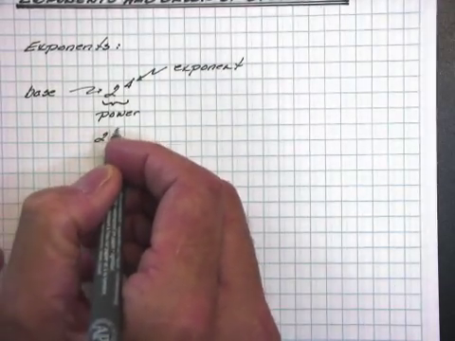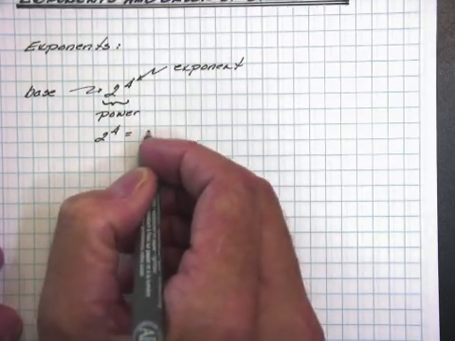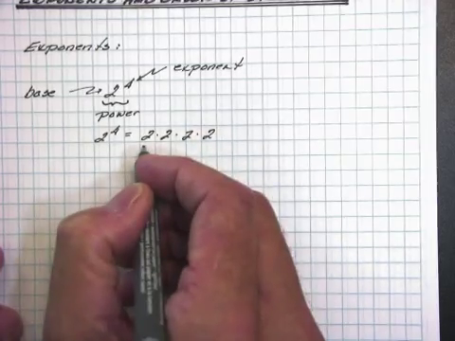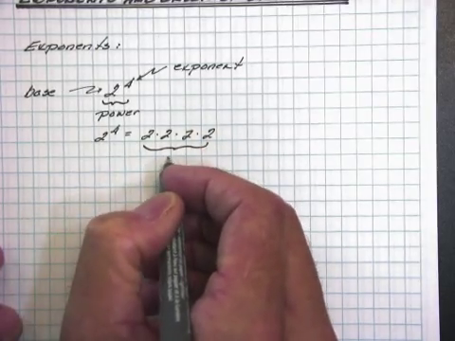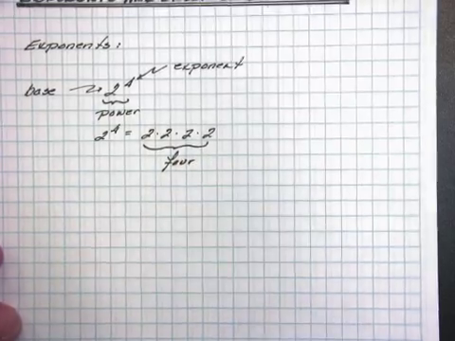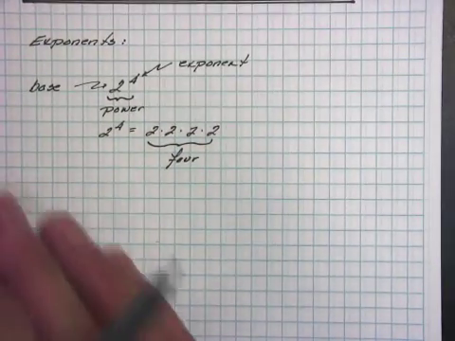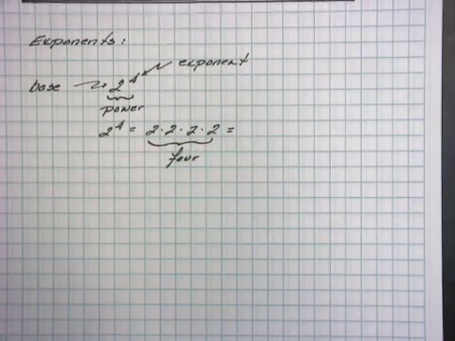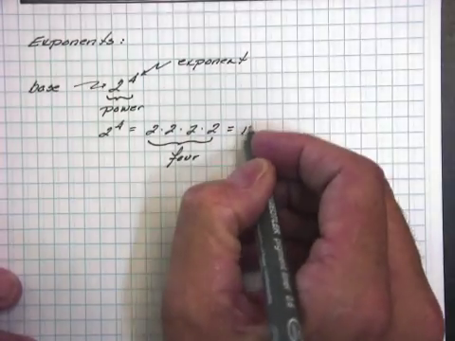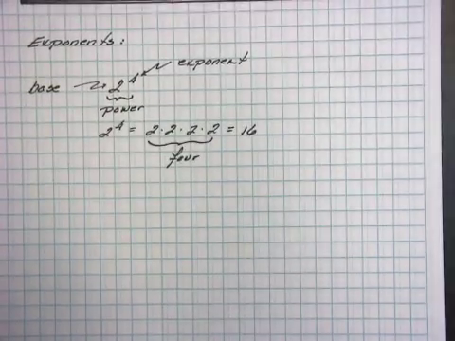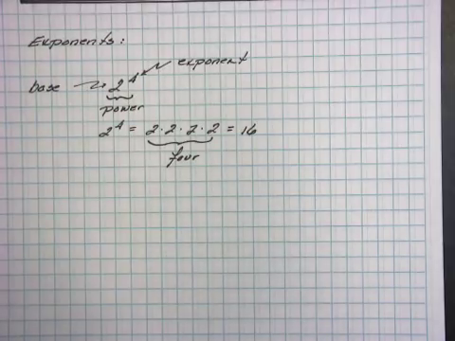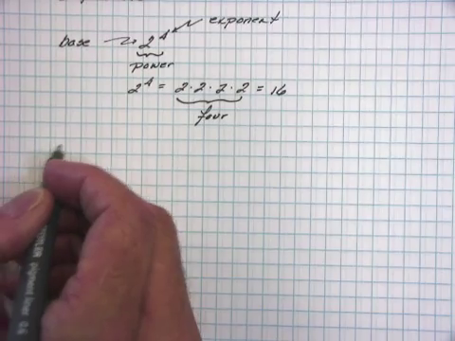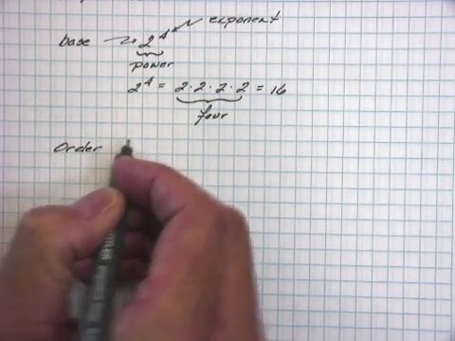So what does that mean? Well, remember, 2 to the 4th means 2 times 2 times 2 times 2. Okay, there are 4 2's in multiplication. And so that's just 2 times 2 times 2 times 2, which gives you an answer of 2 times 2 is 4, times 2 is 8, times 2 is 16. So that's just a very quick review of exponents. So just to make sure you all remember what that is. Now let's dive into orders of operation.